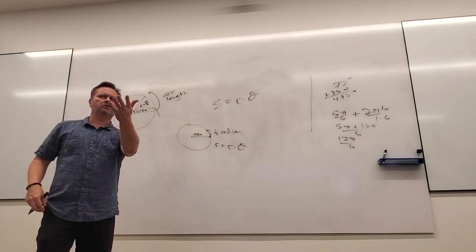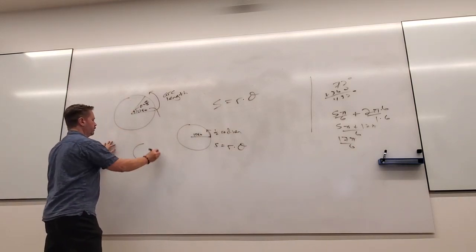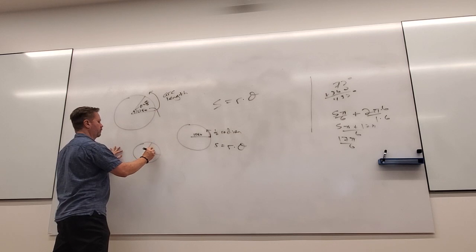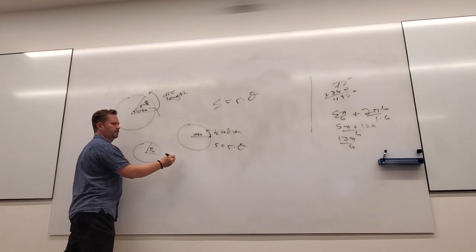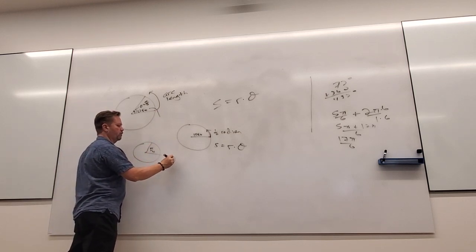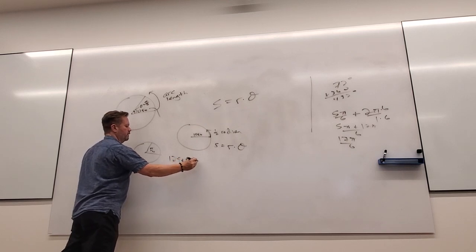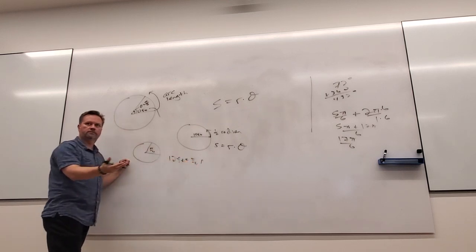But they could do the algebra thing and say, I got a circle and I go pi over 4, and the arc length I go is 12 feet. What is the r? So now I got to solve for r.